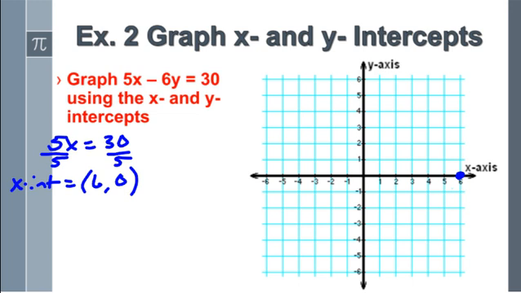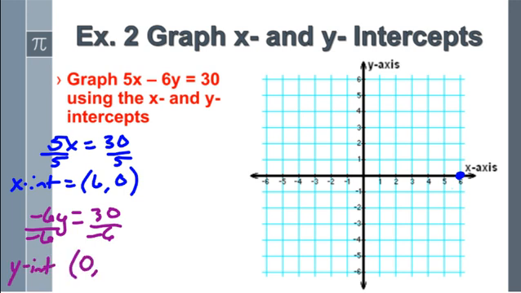And then the other one, my y-intercept, I have negative 6y equals 30. Get y by itself, divide by negative 6. So the y-intercept, when x is 0, y is negative 5. So I'm going to go to my coordinate plane, (0, negative 5) would be down here. Now I can draw my line to connect the two. So there's my line just from the intercepts.